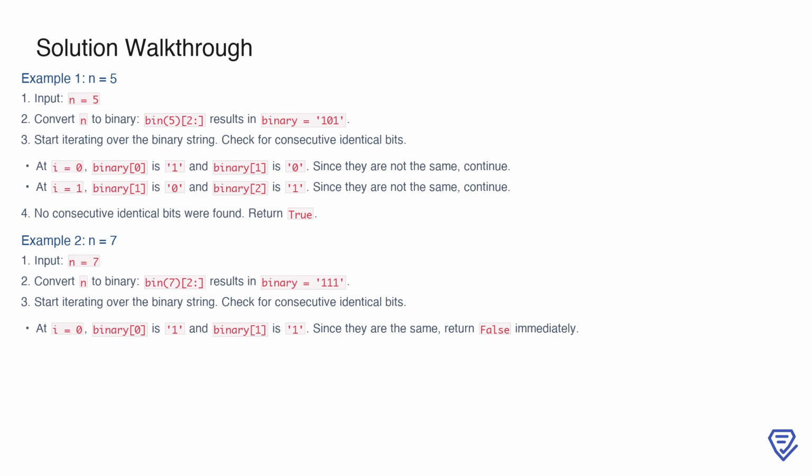Starting with the first pair of bits, at index 0, we see that the first bit is 1 and the second bit is 0. Since they are not the same, we proceed to the next pair. At index 1, the second bit is 0 and the third bit is 1.